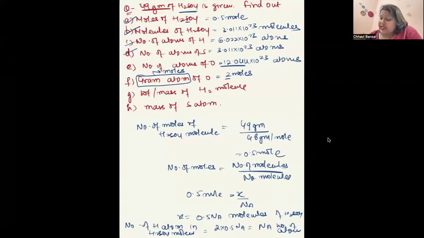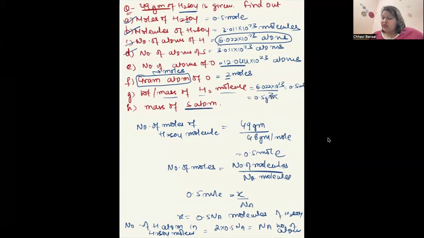0.5 into 4, that is 2 moles. Fine. Next is mass of hydrogen molecule. Now, how many hydrogen molecules are present? We have this much number of hydrogen atoms. If we have to convert it to molecules, we have to divide by 2, right? So 6.022 into 10 raised to the power 23 by 2. These are the hydrogen molecules present. And what is the mass of each molecule? Or instead, if we know the number of moles, that is 0.5 mole, and 1 mole of mass is 1 gram, so 0.5 gram.